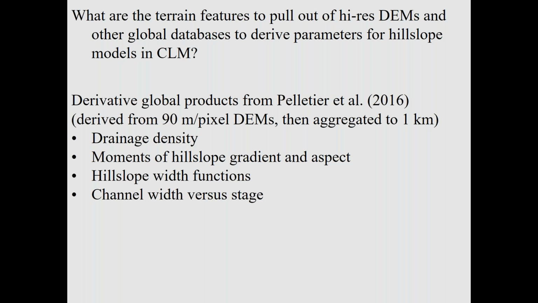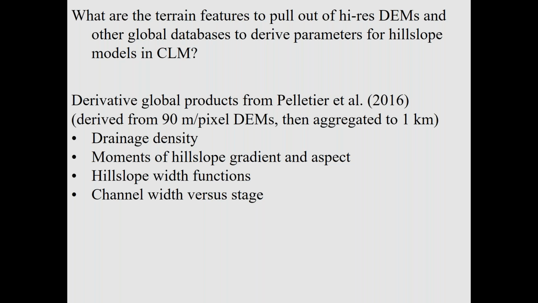And so here is a partial list of the derivative global products. Derivative meaning this is not exactly what we presented in this paper, but these are things that we computed as byproducts of the analysis, and they include drainage density, the statistical moments of hill slope gradient and aspect, hill slope width functions, and Nate has also spoken to many of these issues as well.